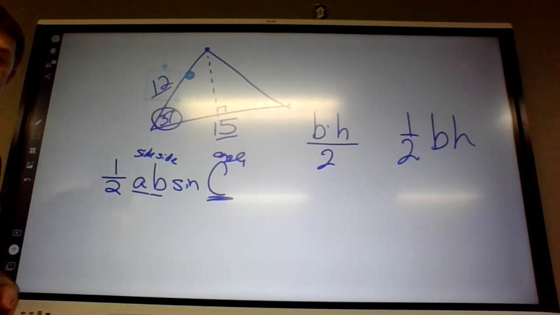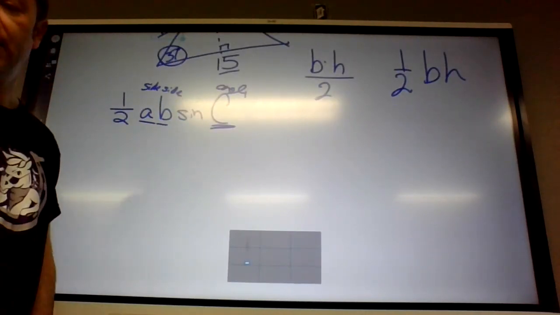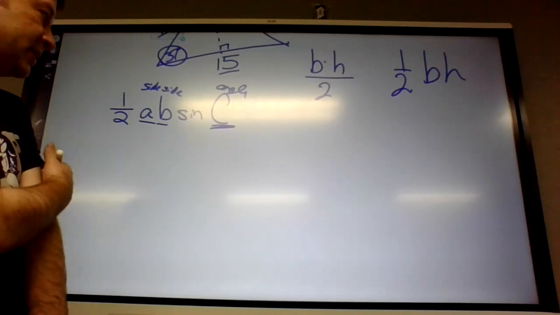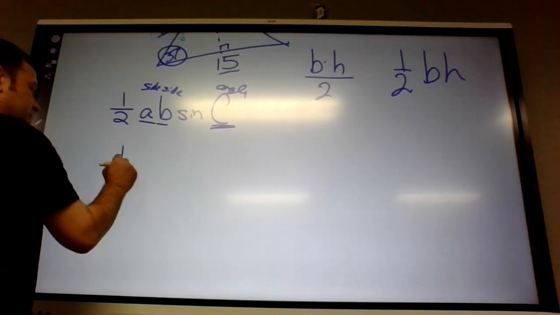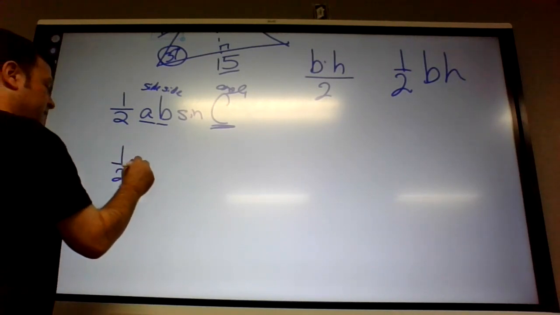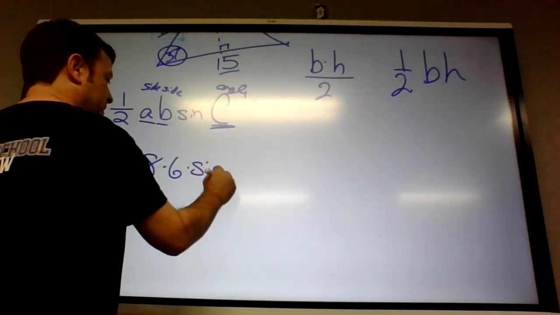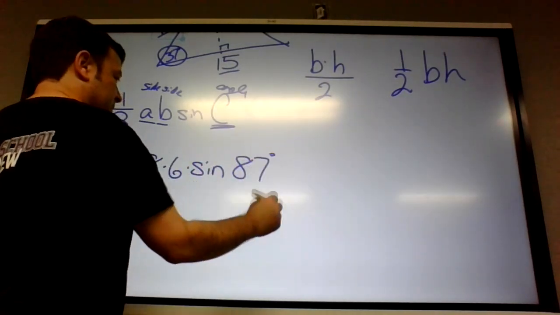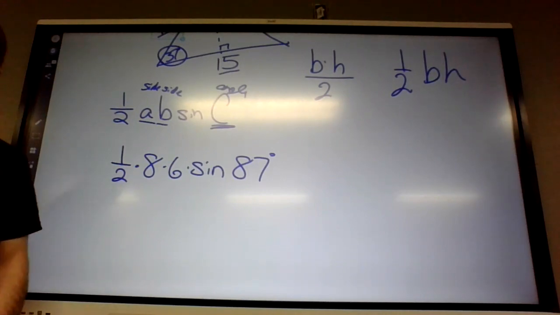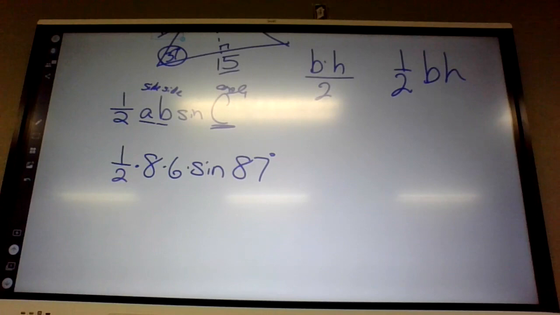So on number 1, the sides are 8 and 6, and the angle is 87. So we're going to do 1/2 times 8 times 6 times sine of 87 degrees. And that will be the area. And it says round your answer to the 10th place. Let's plug that in and see what we get.